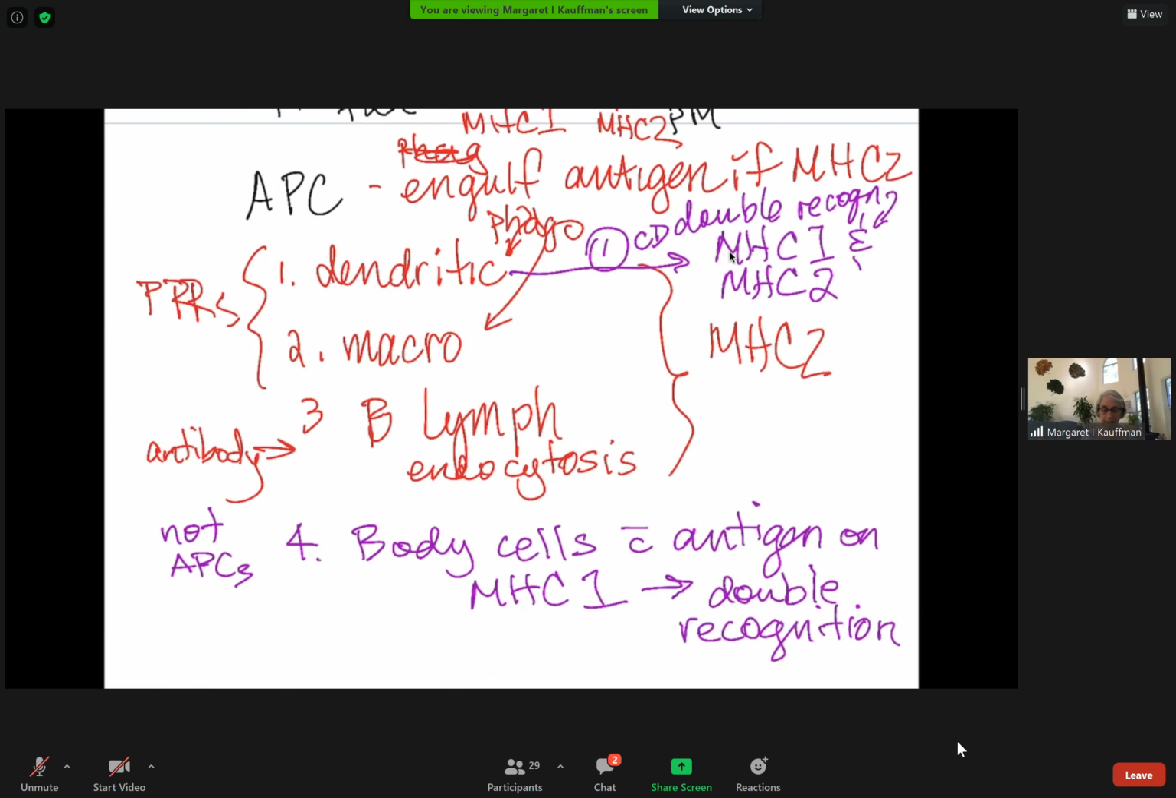Another way the CD8 can have double recognition is this down here, where the body cell shows it to the CD8 T cell. Is that clear? I mean, this kind of makes sense, right? You want to patrol your body for places where infection or cancers may be occurring. CD8 T cells are going to become the T cells that can kill body cells that are abnormal, and they're only going to kill abnormal body cells that present the antigen on the outside of them.